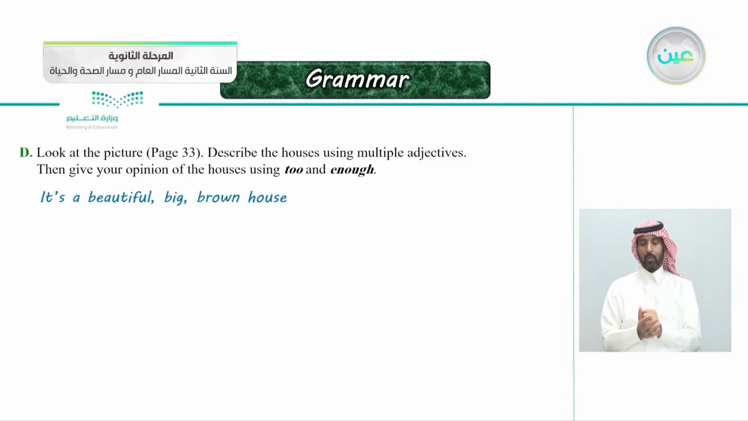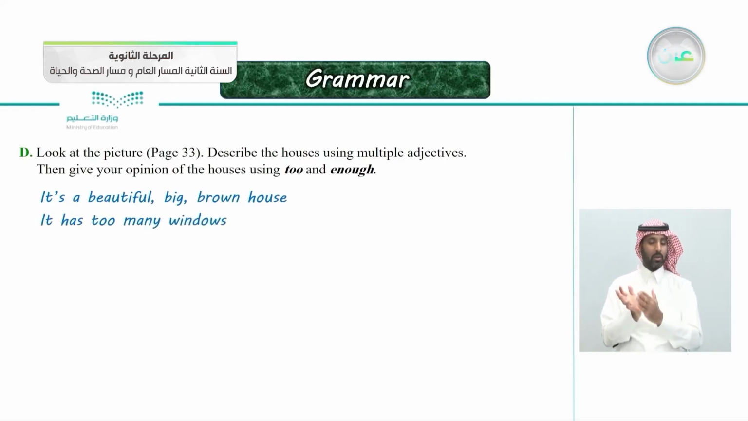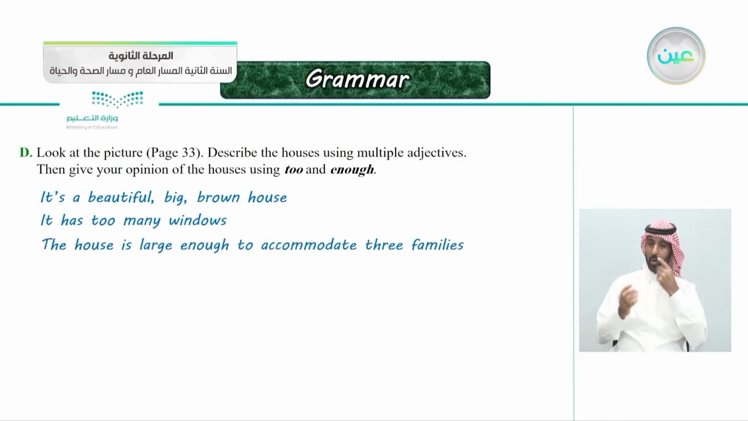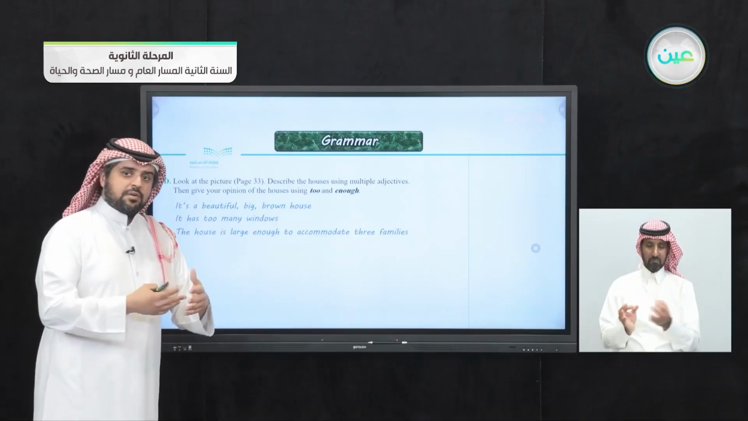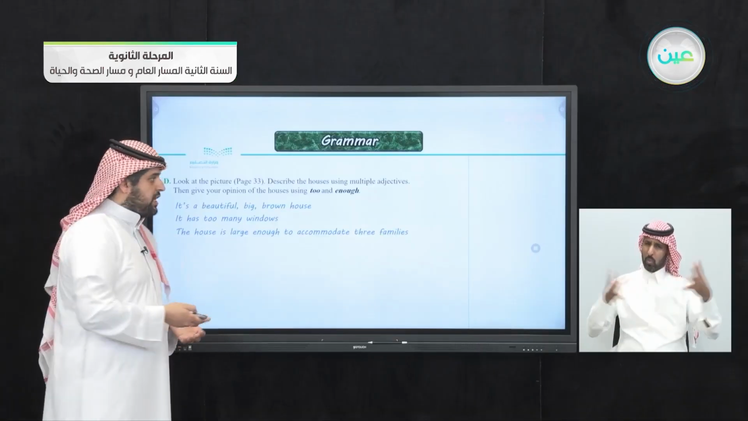For example, I've written, it's a beautiful big brown house, and also it has too many windows. This is my opinion. And you can say the house is large enough to accommodate 3 families. So try to come up with your own sentences using enough, to, and describe it using 2 or 3 adjectives.